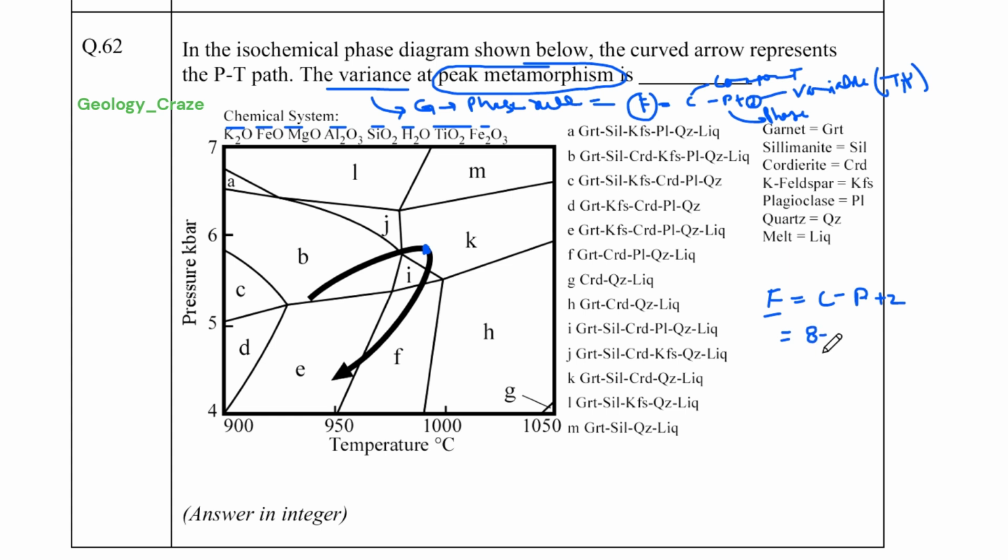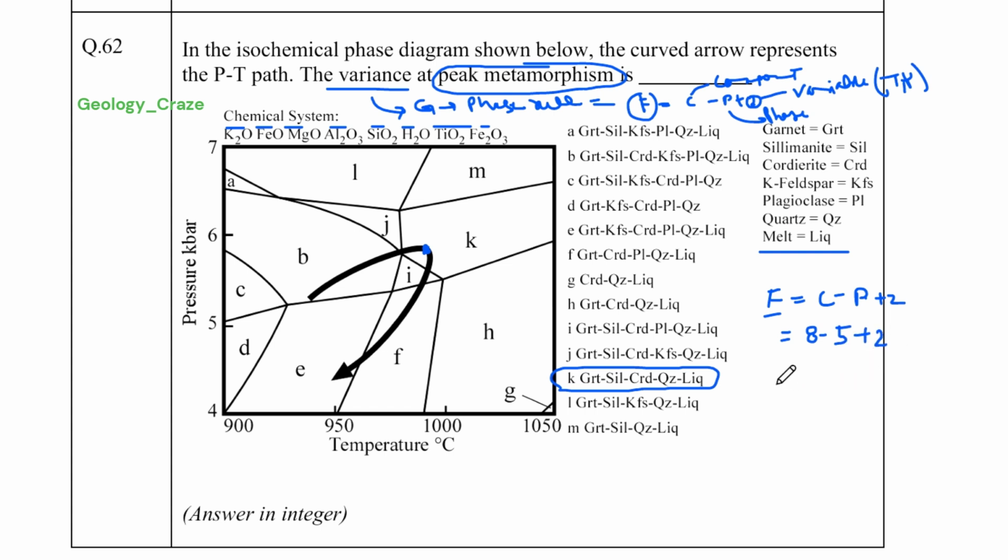And how many phases are there? In which field is this point falling? It is falling in the K field. In K we are getting garnet, sillimanite, cordierite, quartz and liquid, which we call a melt. So how many phases are there? 1, 2, 3, 4, 5. A total of 5 phases are there.